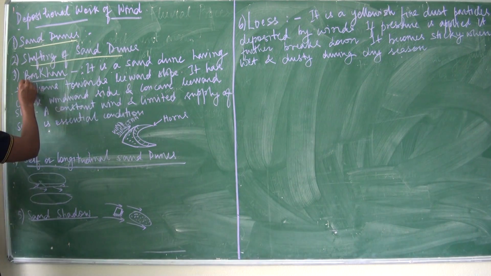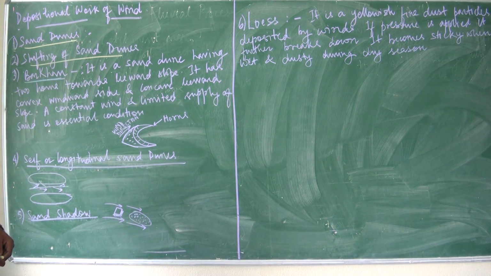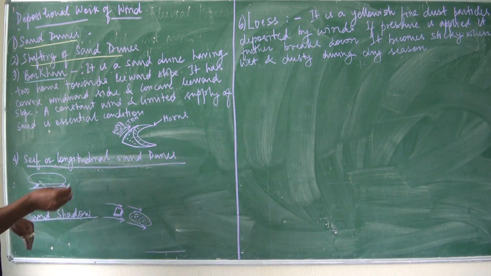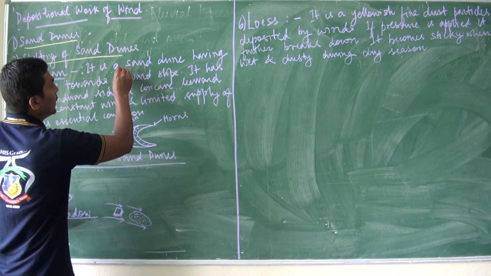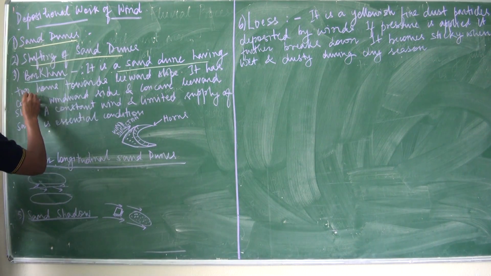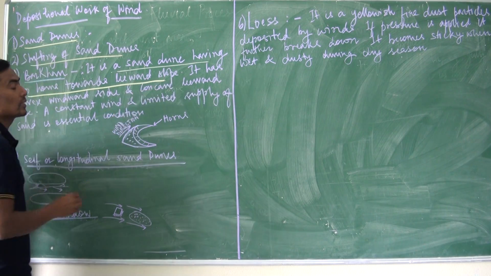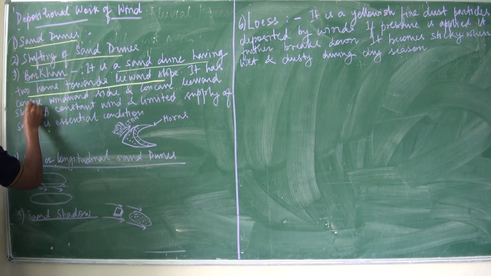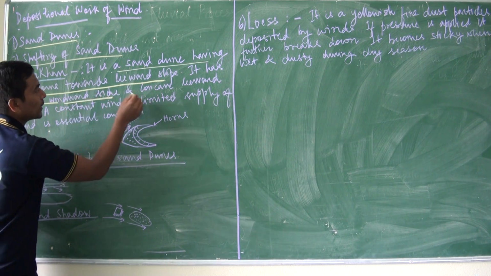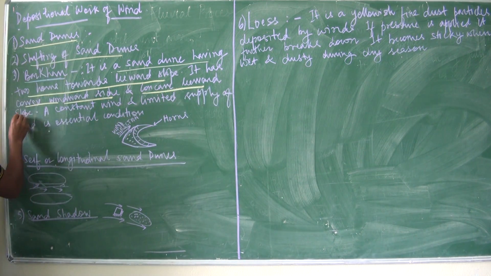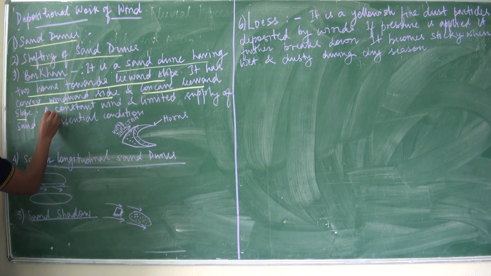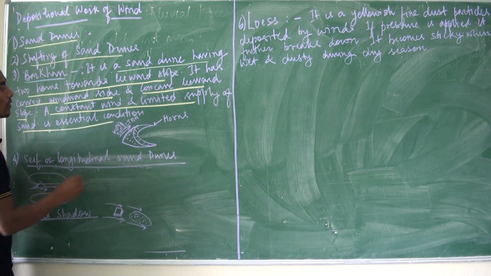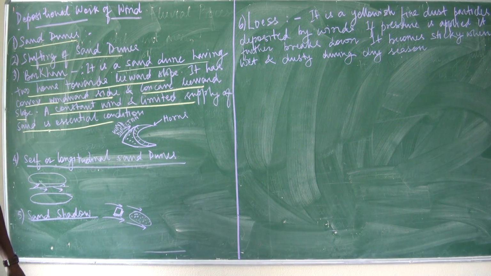Next, Barkhan. Now, Barkhan is also called Barchans. This Barkhan is also a sand dune having two horns towards the leeward slope, clear, and it has a convex windward side and a concave leeward slope. A constant wind and limited supply of sand are essential conditions for the formation of barkhans.